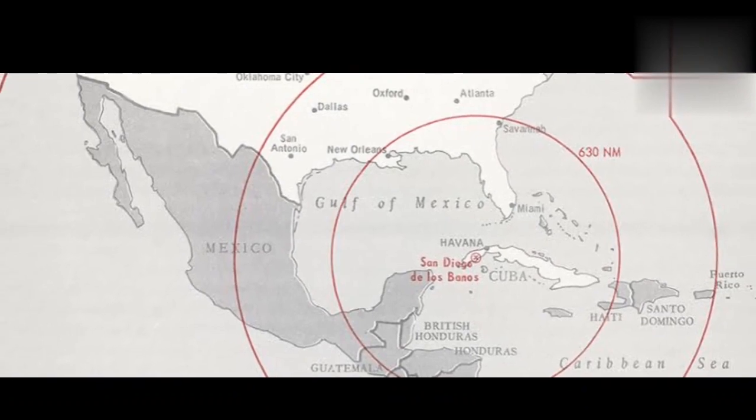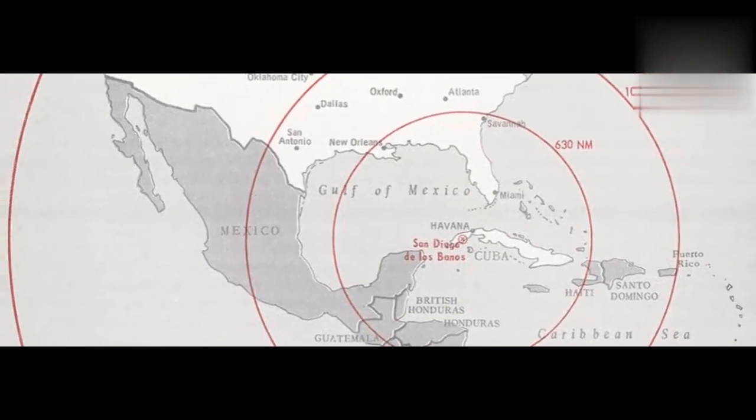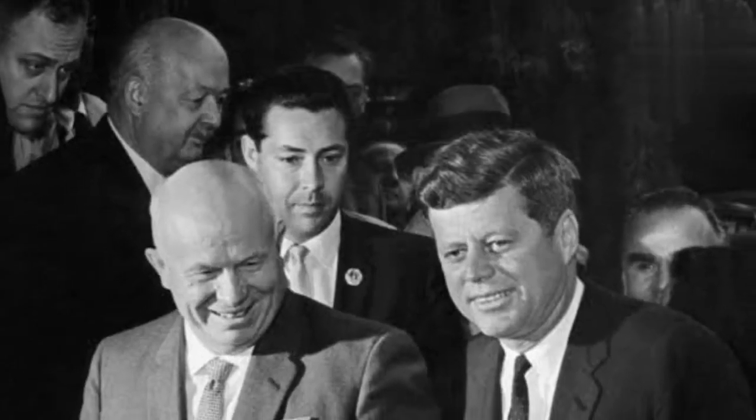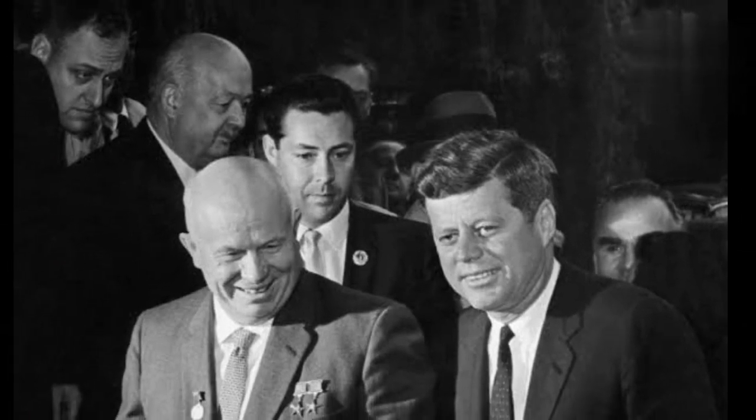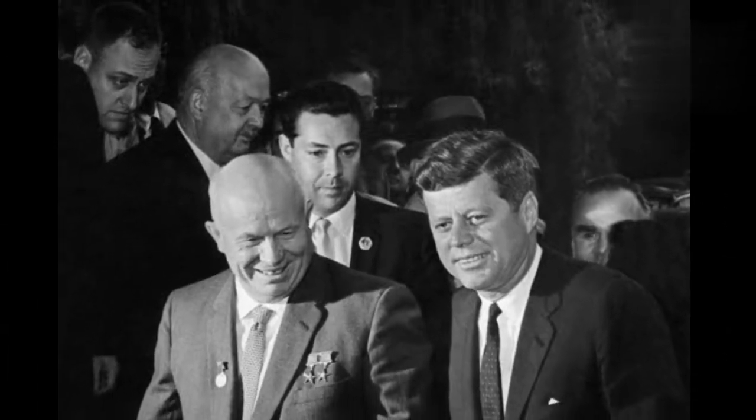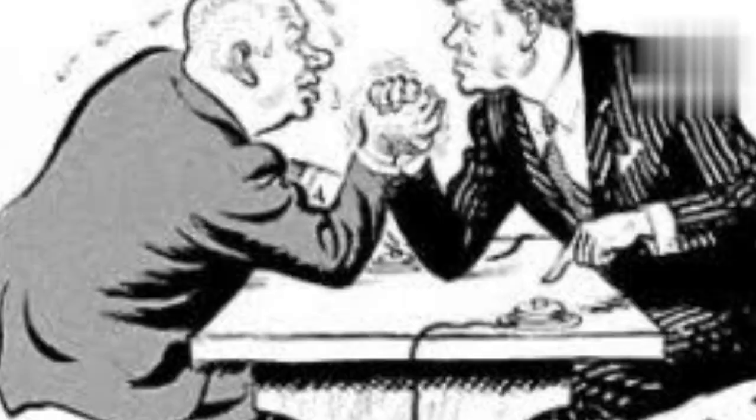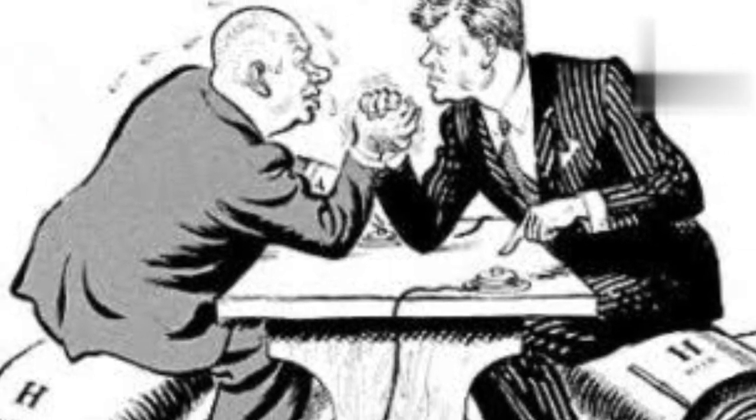Today we are going to talk about one of the most critical events of the 20th century, the Cuban Missile Crisis. It was a 13-day political and military standoff between the United States and the Soviet Union, which brought the world to the brink of nuclear war. So, let's dive into the details of the Cuban Missile Crisis.